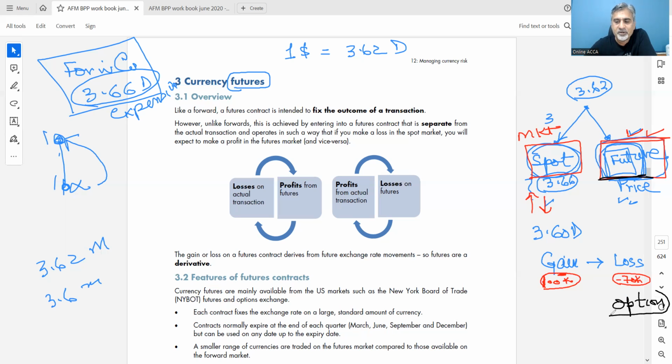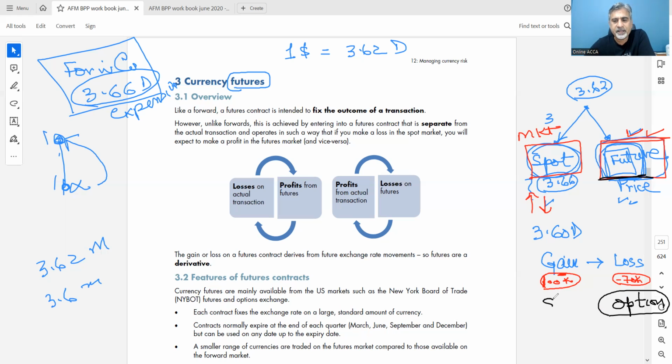So in an option contract, what happens? That option is an option. The name says it all. If you feel that it is in your favor, you exercise. If you feel that it is not in your favor, you will just let it lapse.